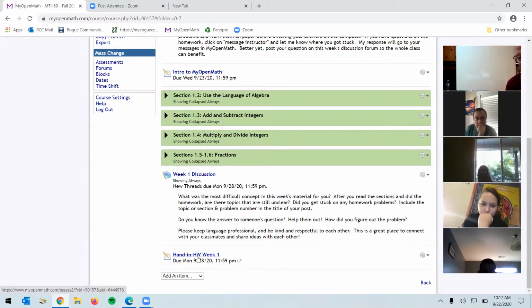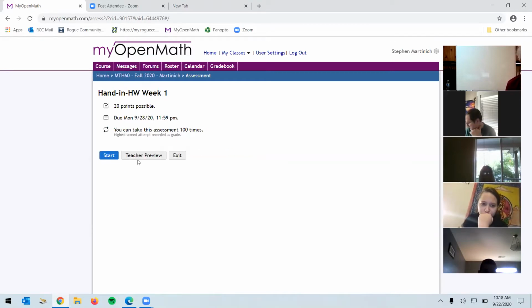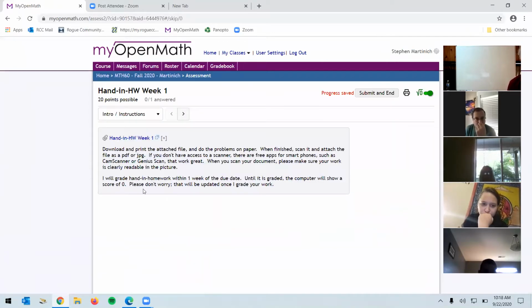I think it's 5 or 6 problems. You're doing most of your work in my open math, but getting you used to writing on paper and showing work and then turning it into me. Now, let's see, I'm going to reset this. I'm going to show kind of what I see, teacher preview. Here's what it looks like. And if I click on that in a second, it would pull up the PDF.